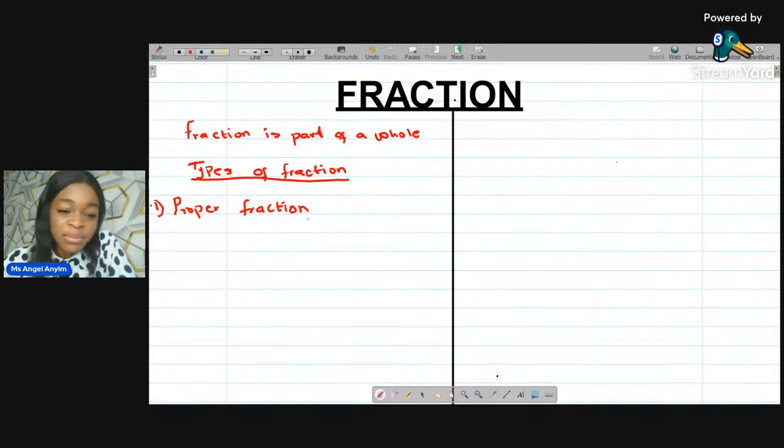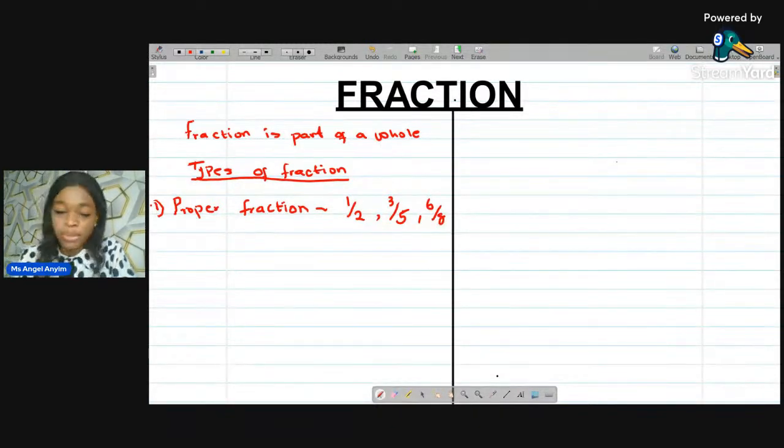That's the same thing with proper fraction. It is proper when we have a lesser number on top and a bigger number at the bottom. Like 3/5, you can see the lesser one is up and the bigger one is down. We can have 6/8. Lesser one is up, bigger one is down. Those are examples of proper fractions.